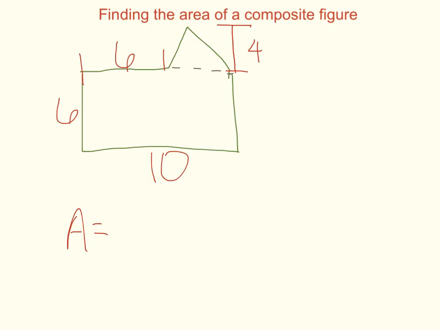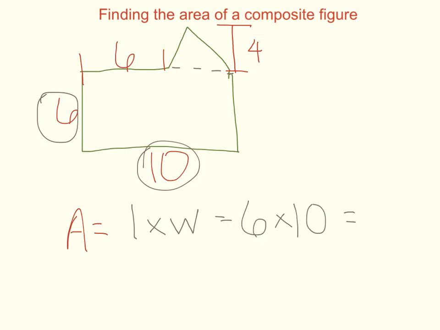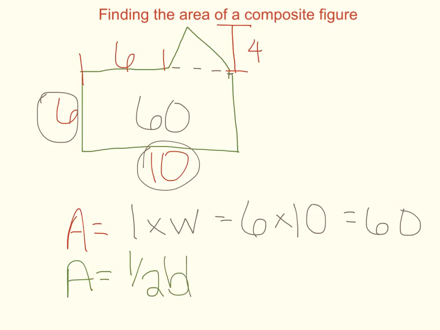So for the area of a rectangle, it's length times width. Your width is 6 and your length is 10. So the area of the rectangle would be 60. And then to find the area of your triangle, it's 1/2 base times height. So we are given the height of the triangle. That's what this is representing.